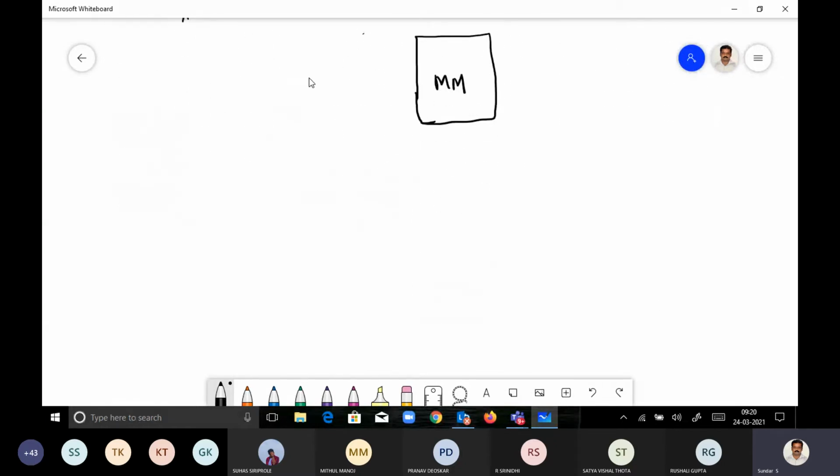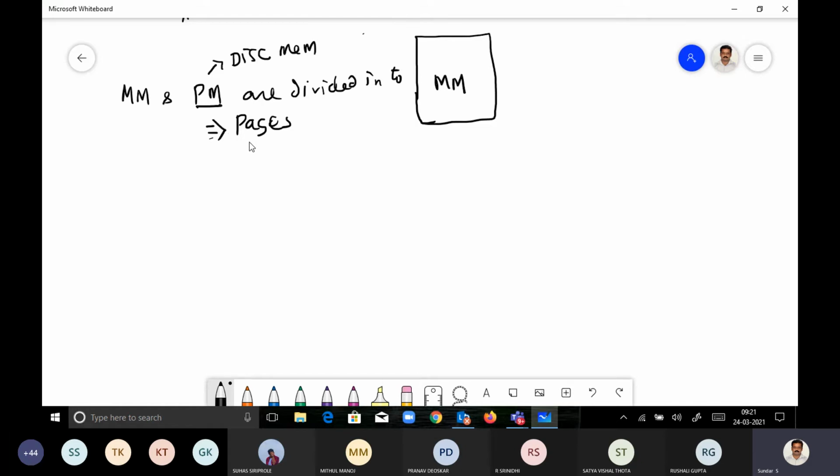Some examples, so that we will understand. Now, for virtual memory, we should know the main memory and the disk memory, or physical memory. Physical memory means disk memory. The main memory and disk memory are divided into pages. The pages are fixed in size.